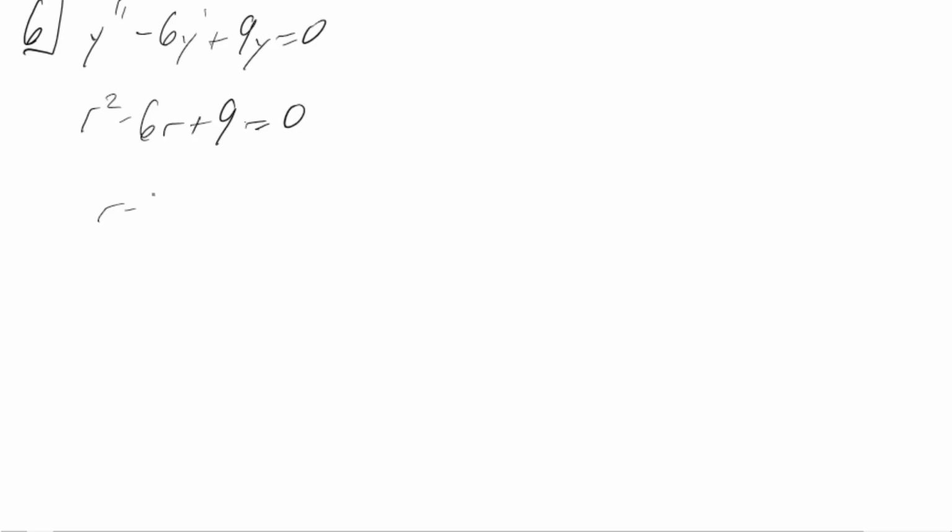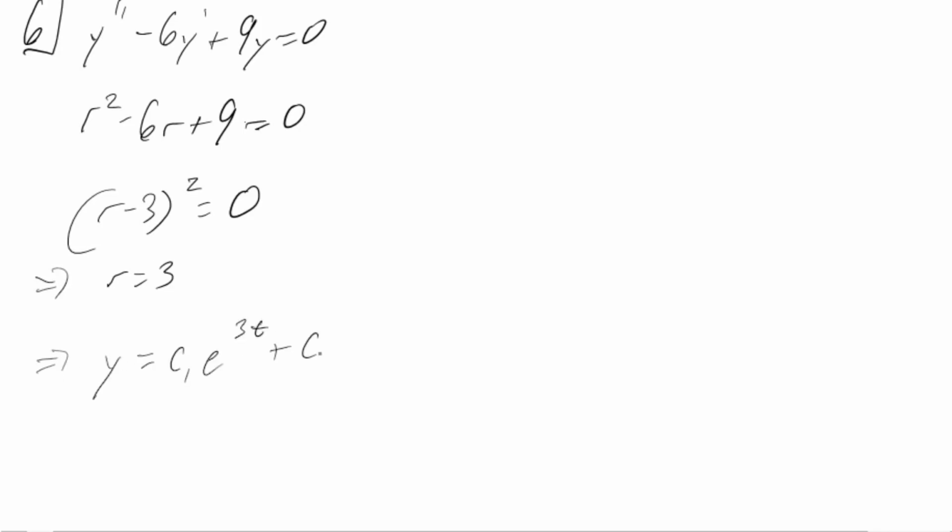Now, for the sixth example, we have y double prime minus 6y prime plus 9y equals 0. And it's similar to the last one, because if we look at the characteristic polynomial of this one, its roots are both 3. So again, our solutions are going to be c1 e to the root times t plus c2 t e to the 3t.